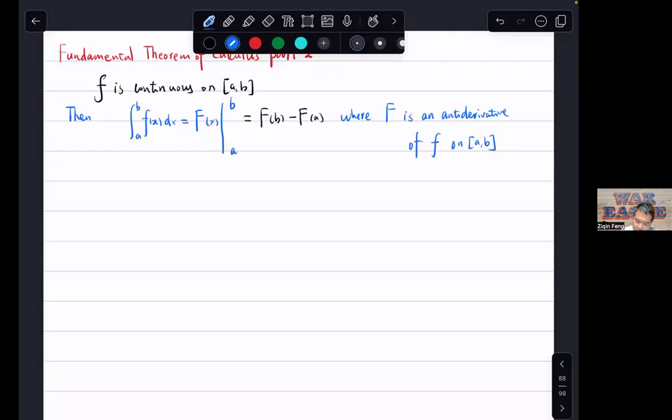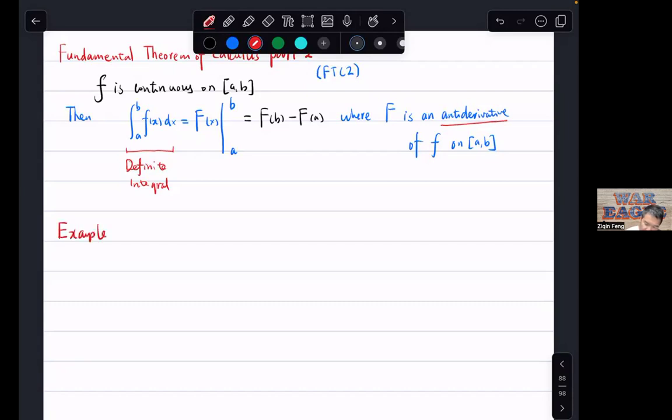So let's just use FTC2 to represent this second part of the major result. To figure out the definite integral, all you need to do is figure out an antiderivative and then plug in the upper bound and lower bound, and do a subtraction. Let's see examples. Let's see two examples in this video.